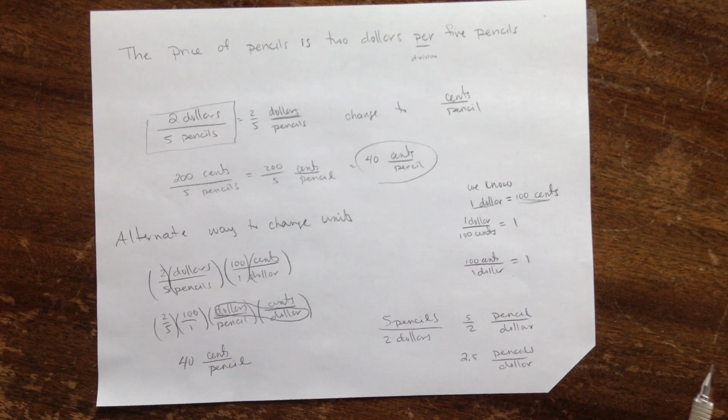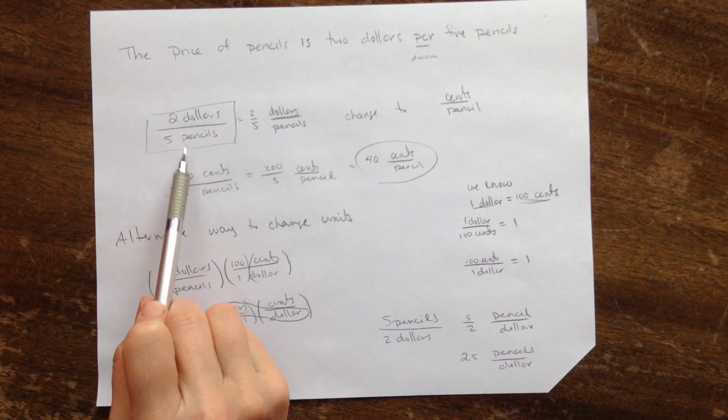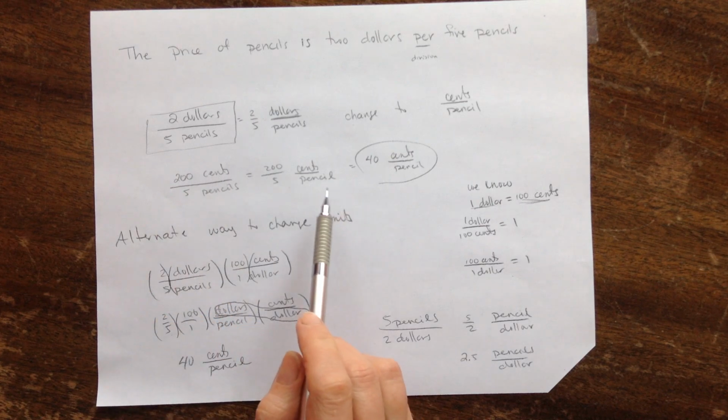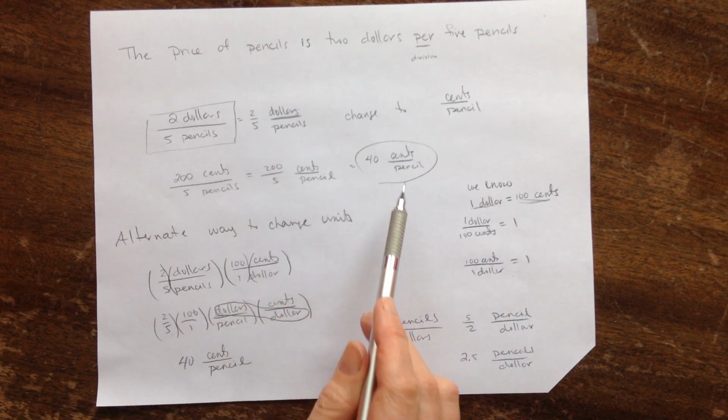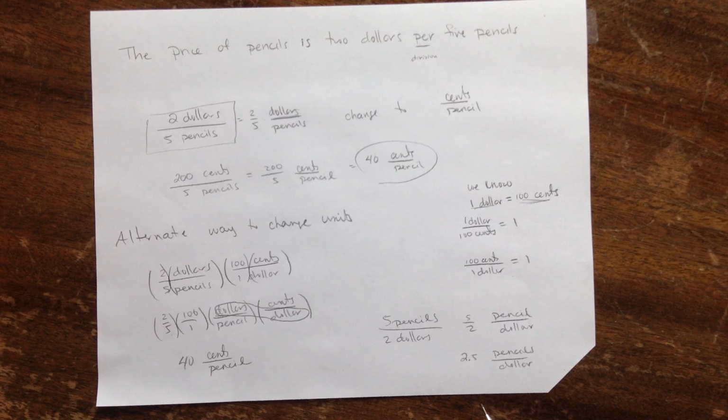It depends on what you're working with and what you want to know. Maybe you want to know how much it's going to cost you for a pencil, so you do dollars per pencil or cents per pencil. Maybe you have a certain amount of money and you want to know how many pencils you can get. So say you have $1, you know you can get 2.5 pencils per dollar. This is obviously theoretical. I don't think you can actually buy half a pencil. So if you had $2, you could get 5 pencils, which is what the original piece of information gave you.